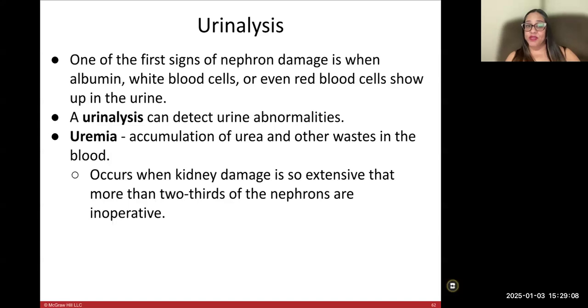Uremia is an accumulation of urea and other wastes in the blood. It occurs when kidney damage is so extensive that more than 2/3 of the nephrons are inoperative.